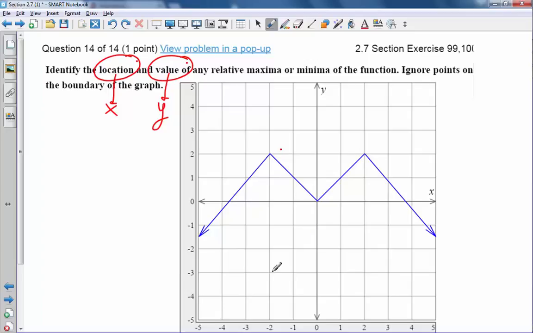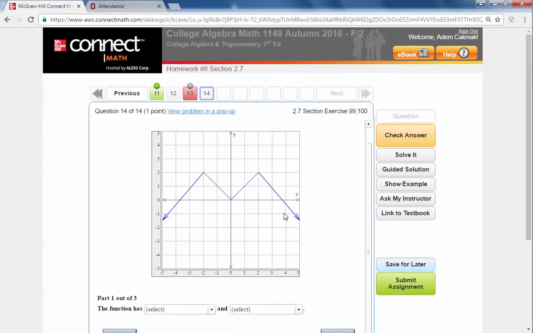So where is our first maximum on the x-axis? Where is the peak, or bump, happening? At -2. This is the first one. -2, but its value, how high is it? Its value is 2. So -2, comma 2. Let's see what kind of answer they are accepting.